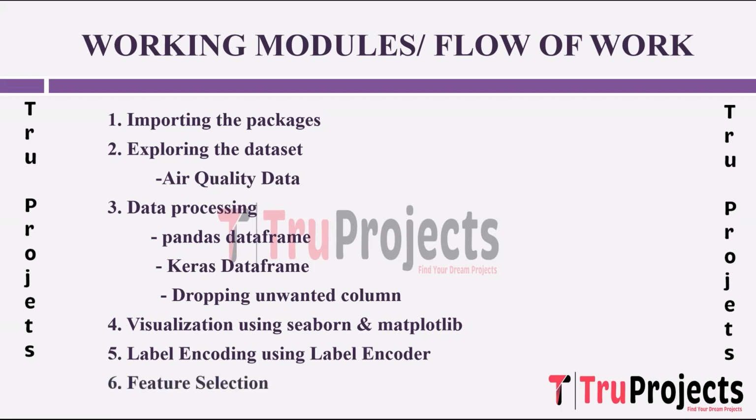Feature selection. Feature selection involves choosing the most relevant and significant features that contribute the most to predicting air quality concentrations. Various techniques such as statistical tests, correlation analysis, or model-based selection are employed to identify and select the most informative features. This step helps in reducing dimensionality, improving model efficiency, and potentially enhancing prediction accuracy.